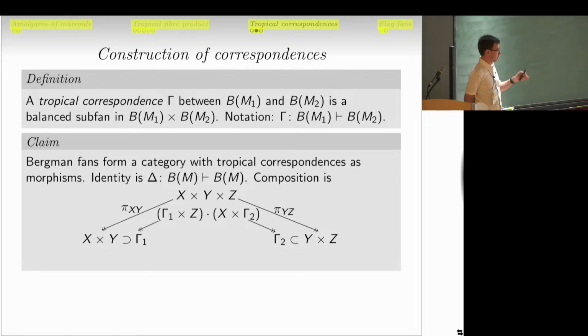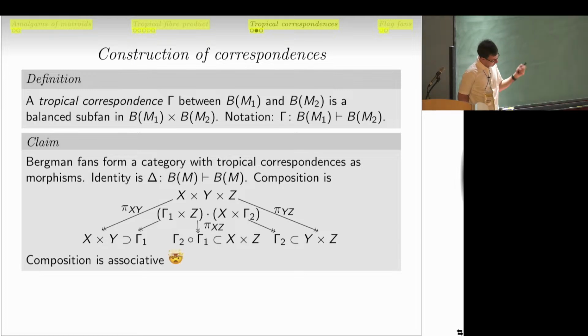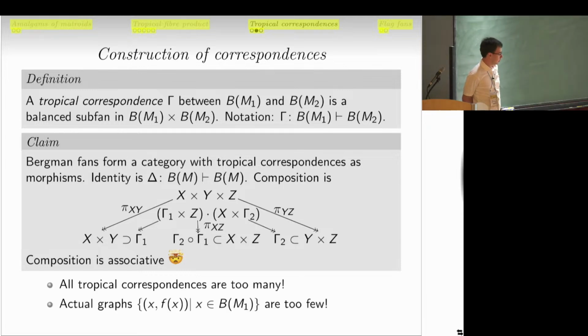So it's just the same thing. It has many names. And then we have to project it to the first and the third component. So it looks a little tricky, and the composition is associative for some reason, though it's really difficult to verify. I mean, it's not difficult, but it looks difficult. The issue is that if we take all tropical correspondences, there are going to be too many of them. It's not a very interesting object to study.